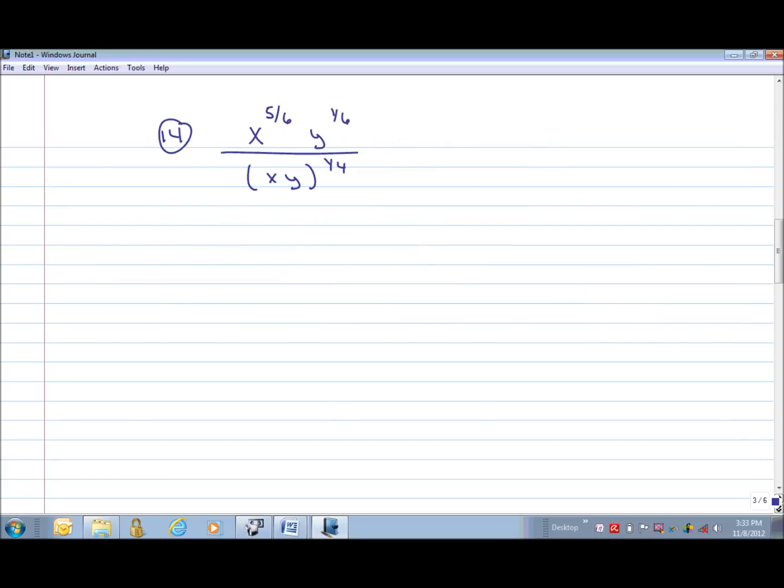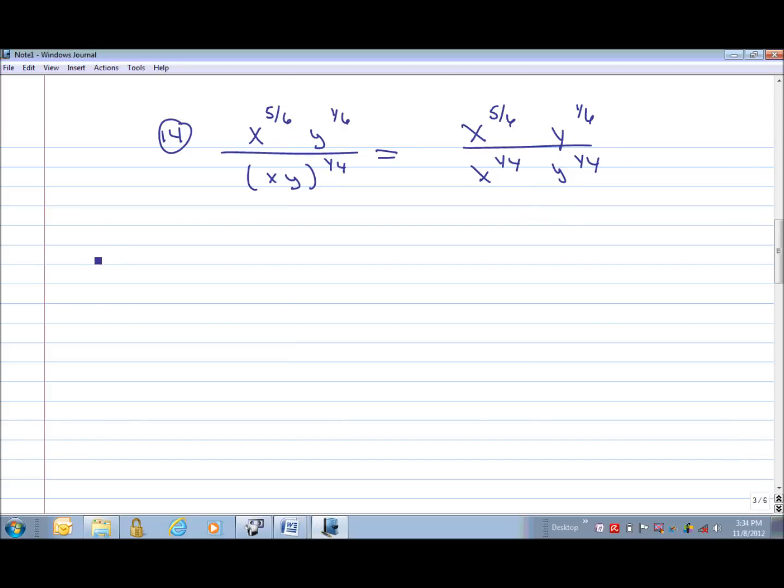Our next problem is problem 14. All right, so here we're going to notice in the denominator x and y are raised to the 1/4 power, so we're going to separate that out, and we're going to have x to the 5/6 times y to the 1/6 over x to the 1/4 y to the 1/4. It looks like we need a common denominator. It looks like 12 might be a good common denominator for us.